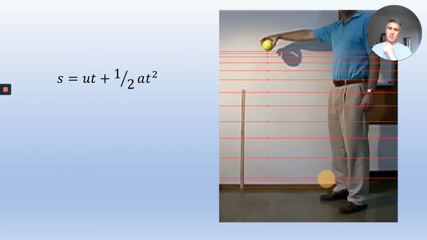Okay, so the first experiment is nice and simple. You just drop the ball and you time how long it takes to fall. And here's the equation we have. S equals ut plus half at squared. Let's just review. S is displacement.